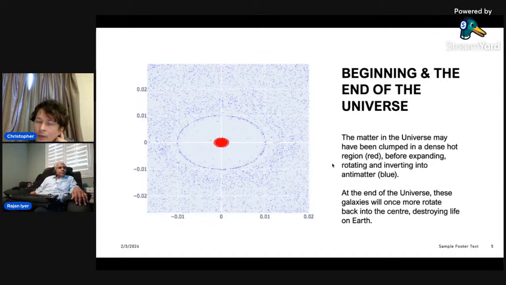So we can imagine that the universe, all of the matter began in this phase here, and then erupted in what we would refer to as the Big Bang, and inverted to become possibly antimatter, which explains where the missing antimatter goes, especially if we think of mass as decreasing the further we go out, just as Dr. Gims says. So yeah, and then at the end of the universe, we can imagine that all of the stars and galaxies will rotate back into the center, thus obliterating the Earth.